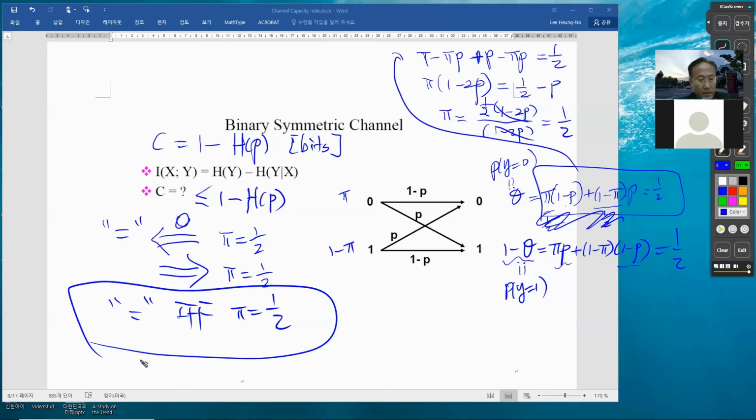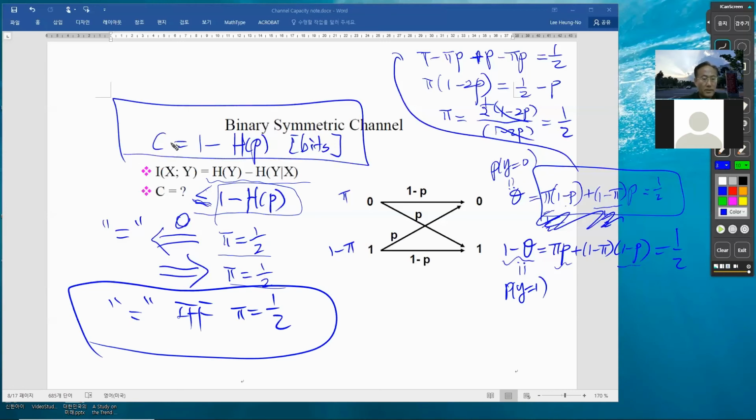So summarizing the results, we have obtained upper bound 1 minus h of p by evaluating the mutual information. And we have shown that this upper bound can be met by selecting uniform input distribution. Since there exists an optimal input distribution that achieves this upper bound, the capacity should be that upper bound. So C is equal to 1 minus H of p. Okay, so that is the derivation of the capacity for binary symmetric channel, right?